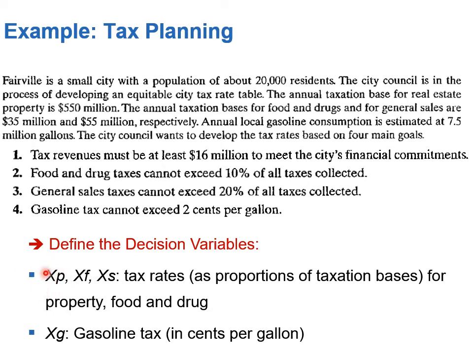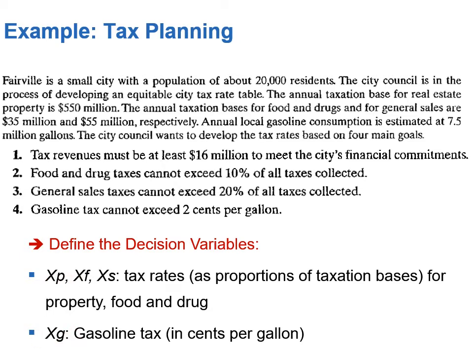So this XP is the rate, okay? The rate means the percentage of this value that we are collecting as a tax. Again, this 35 million for food and drugs, and we will collect a percentage of it, and we are trying to decide on it. So this XF is the proportion or the tax rate for food and drugs, and XS is the tax rate, similarly, for the general sales.